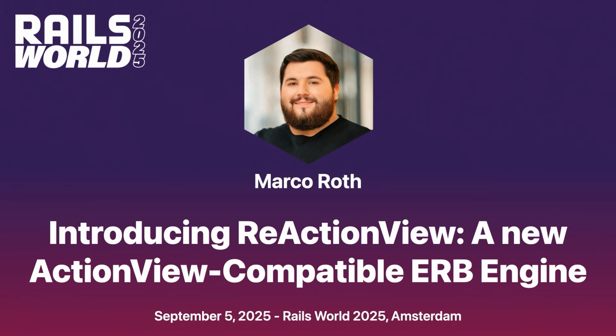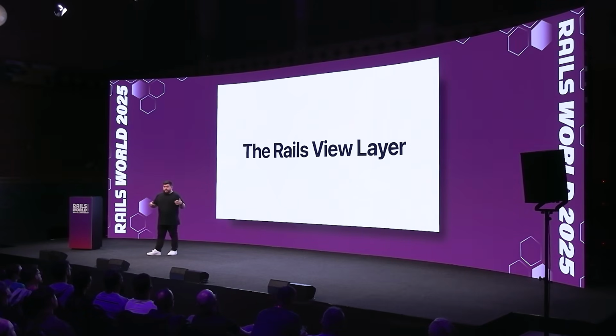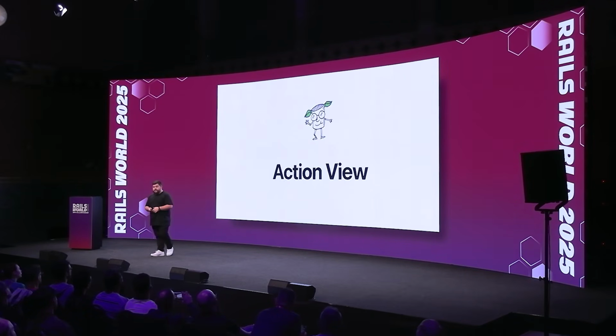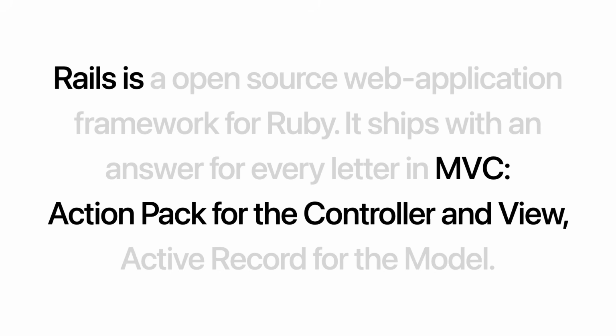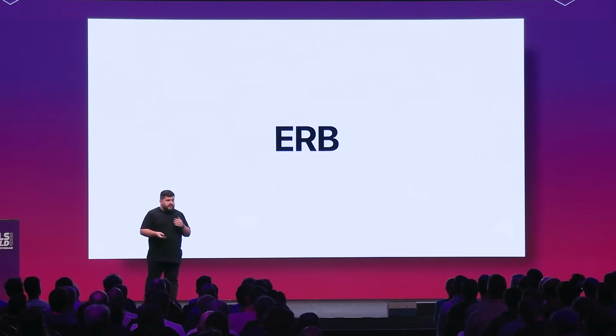So the Rails view layer has been pretty much the same since it was released in 2004. It hasn't really changed too much. It's still somewhat the same, which is not a bad thing. It's really good that we have this consistent thing you can rely on. Back then, it launched as part of Action Pack, so it completed the MVC story in Rails. And even back then, it was using ERB, or embedded Ruby for short.